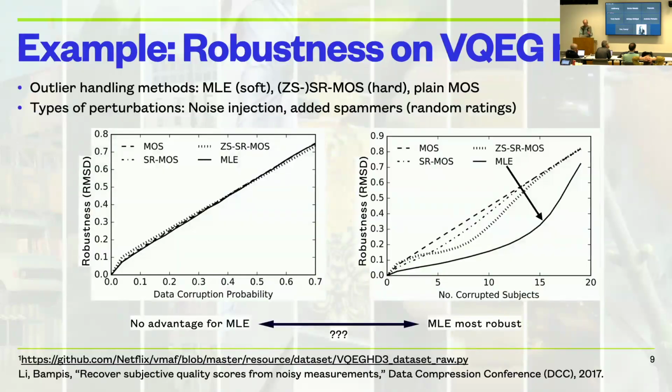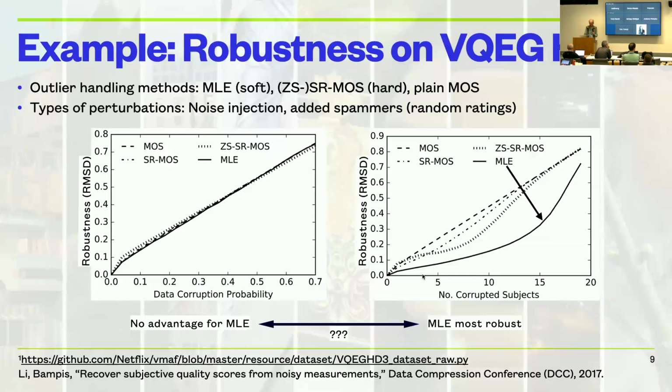So this is from the DCC 2017 paper from Gili and Chris Bampus. They looked at two cases, namely noise injection and added spammers. Noise injection means they don't add new subjects, but they just add noise to the existing subjects. And then they looked at the resulting MOS reconstructions and saw where the robustness was better. They compared different methods. SR MOS is a hard outlier rejection, and plain MOS is no outlier rejection, and so on.